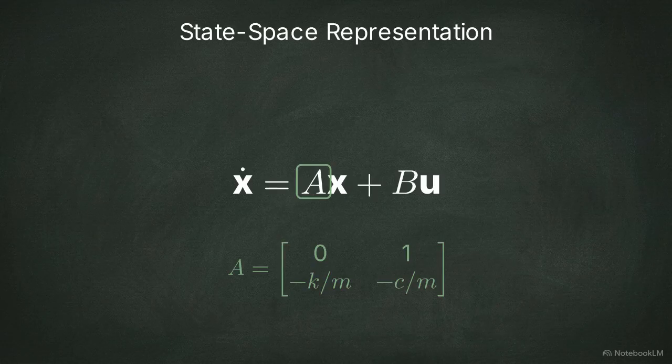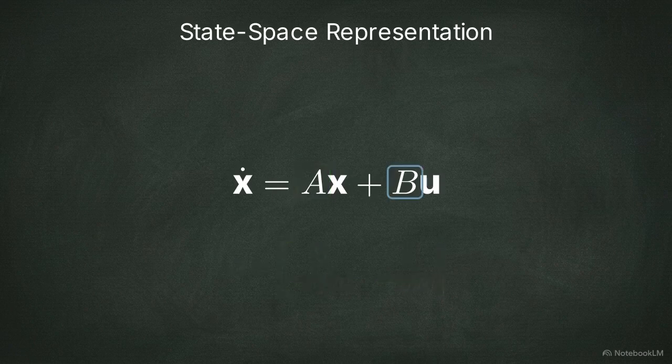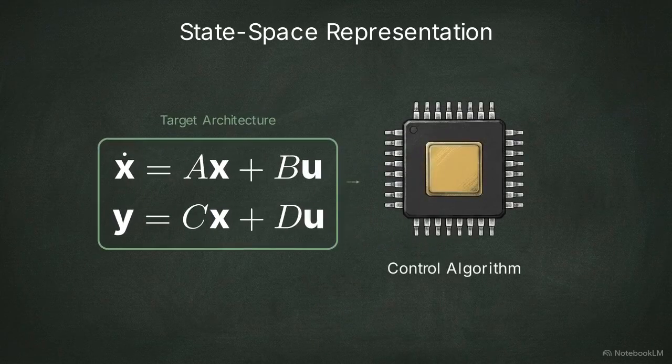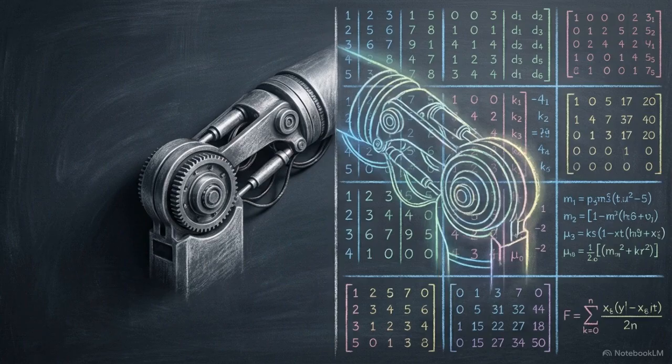The A matrix is the system matrix, storing the intrinsic mass, damping, and stiffness ratios that dictate unforced behavior. Alongside it is the B matrix, the input matrix, defining how external actuators inject energy into the system. We pair this with the output equation. The C matrix mathematically maps those internal, invisible state variables to the actual physical sensor outputs we measure. The state space model compresses complex, coupled physical realities into a standardized, machine-readable format.